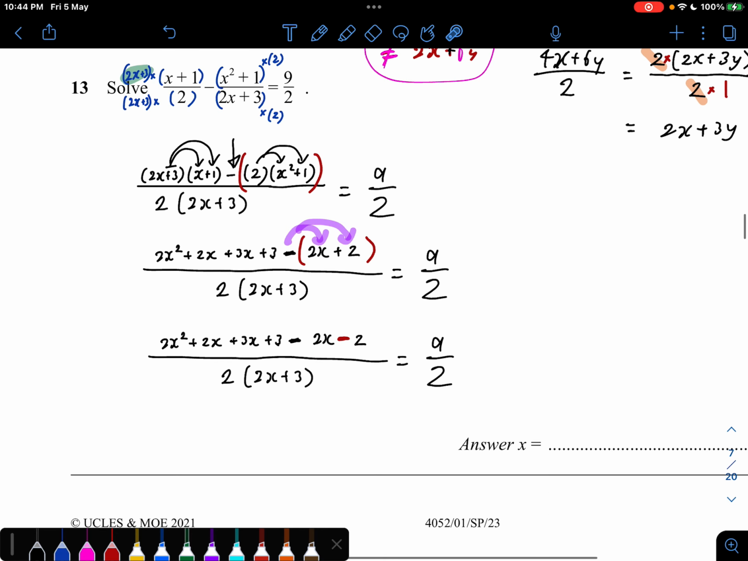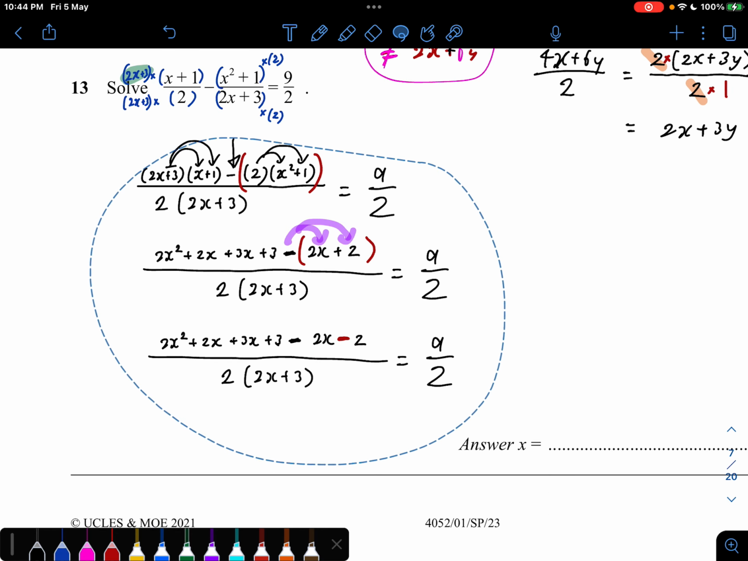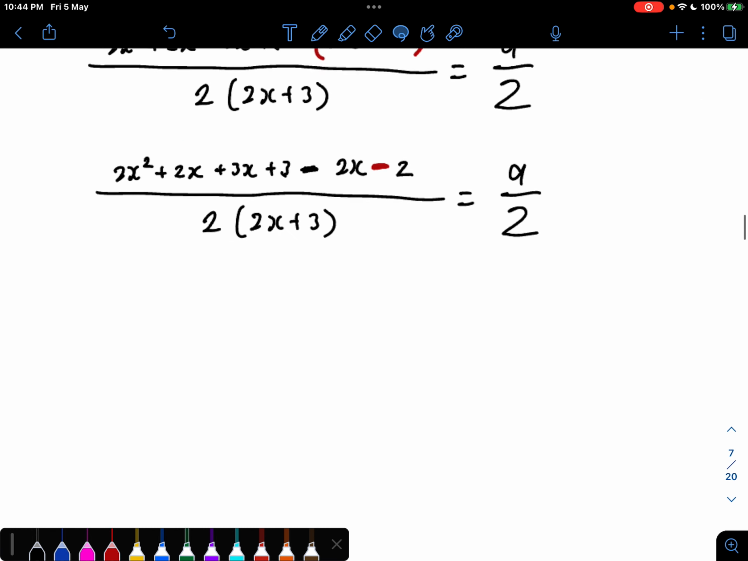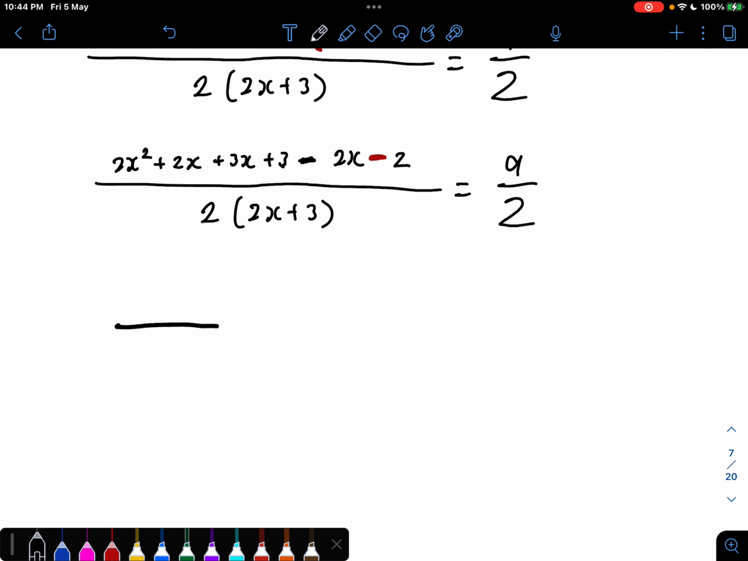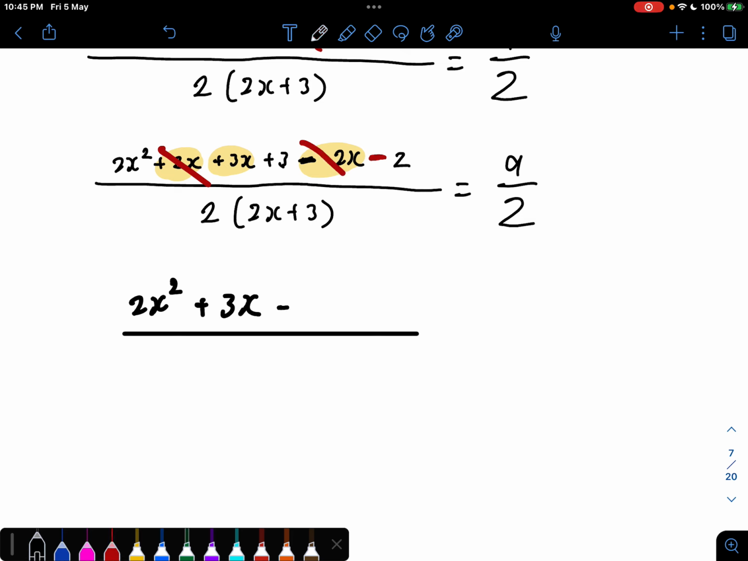Good. Now you start to combine all the like terms. So let me just shrink this down so I can have more space. Okay, let's see. So first fraction, we can see there's a 2x squared there. What else? We see there's the like terms, plus 2, plus 3, minus 2x. Can cancel off the 2x, you're left with just a 3x. Plus 3 minus 2, that's a plus 1. 2 times 2x plus 3, I'll just leave the factor 2 alone, equals 9 over 2.